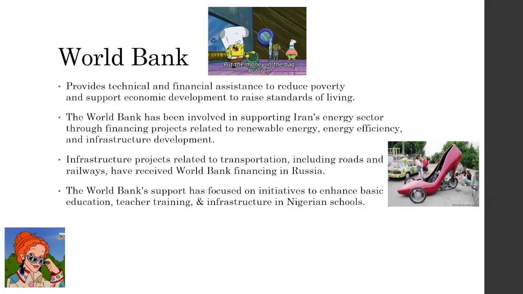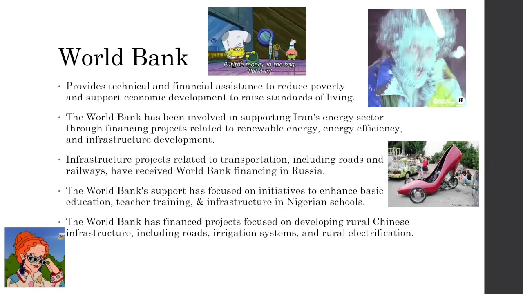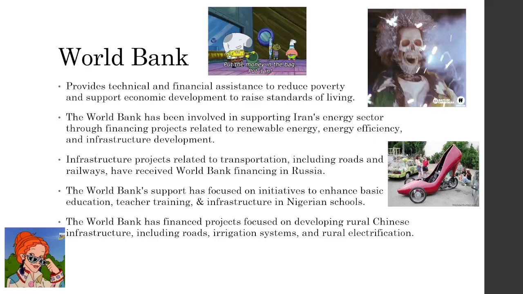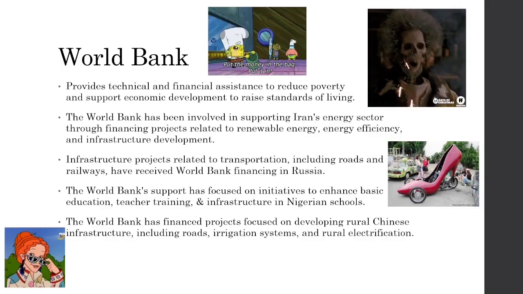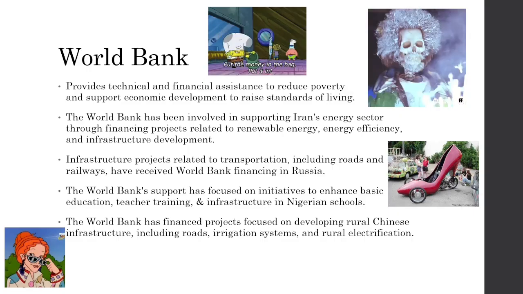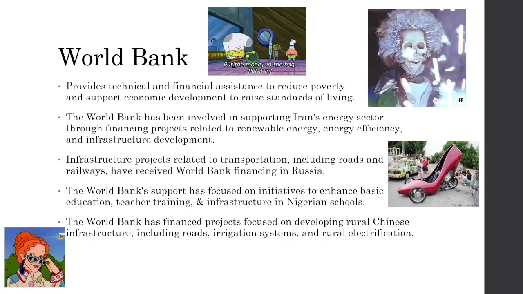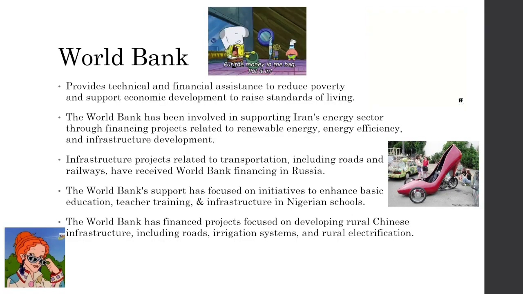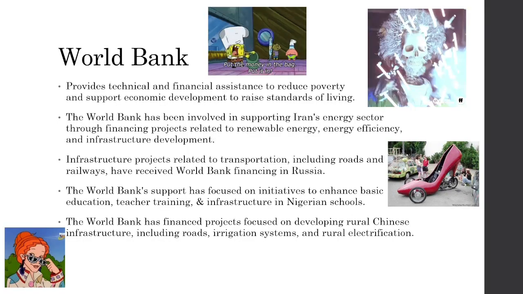In Nigeria, we've seen the World Bank's support on initiatives to enhance basic education and teacher training and infrastructure in Nigerian schools. So they can get pretty local and personal in their support as well. And in China, we've seen support for Chinese infrastructure similar to that in Iran and Russia: building roads, irrigation systems, because agriculture is a big part of China still, and rural electrification, because believe it or not, rural areas in China commonly do not have electricity. So the World Bank has been helping provide electricity to rural areas. Urban areas, though, they have it pretty well.